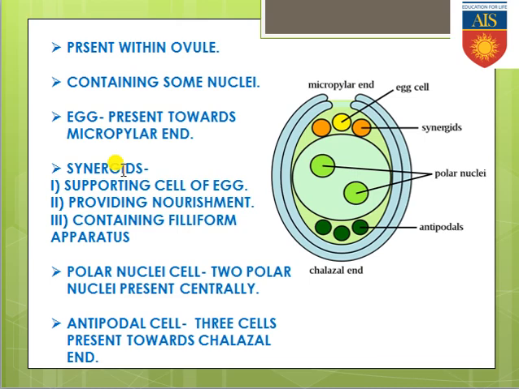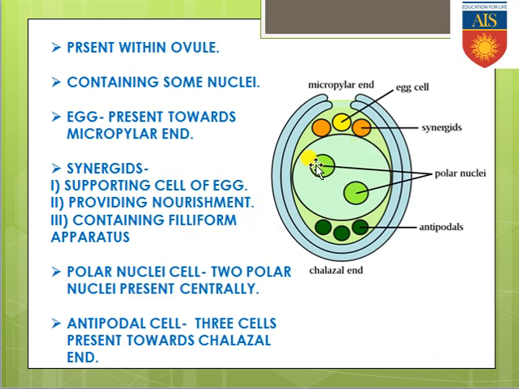Next, synergids. Synergids are these 2 orange colored cells which are present on both sides of the egg cell, and these 2 synergids are exclusively present for providing nourishment to the egg cell. Here, one point we have to keep in mind: these 2 synergids contain one specific finger-like projection at their base, known as the filiform apparatus, and that filiform apparatus is responsible for providing nourishment to the egg. So these 2 synergids are present only for providing nourishment to the egg.